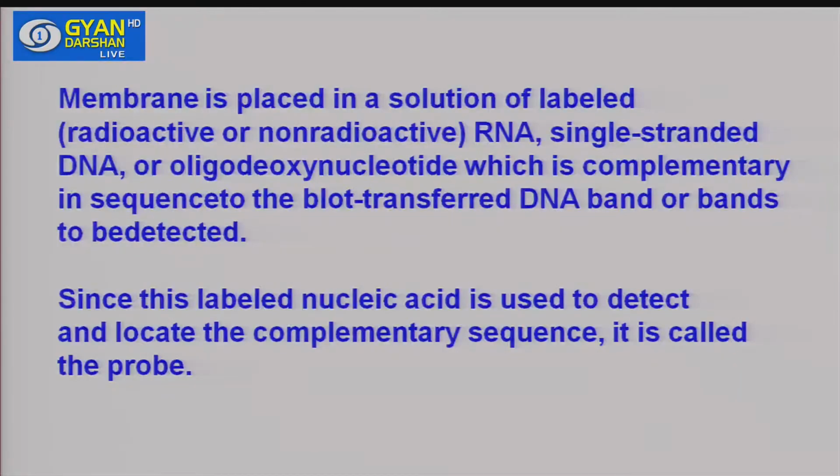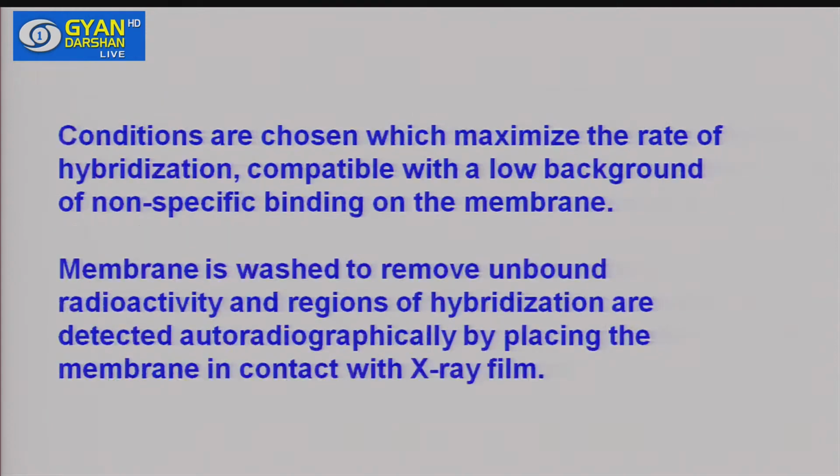Now what you do, as I already told, I am just repeating once more, the membrane is placed in a solution of labeled RNA or single-stranded DNA, which is complementary in sequence to the blot-transferred DNA band or bands to be detected. Since this labeled nucleic acid is used to detect and locate the complementary sequence, we call it a probe. I already told you that the radio-labeled sequence, you call it a probe.